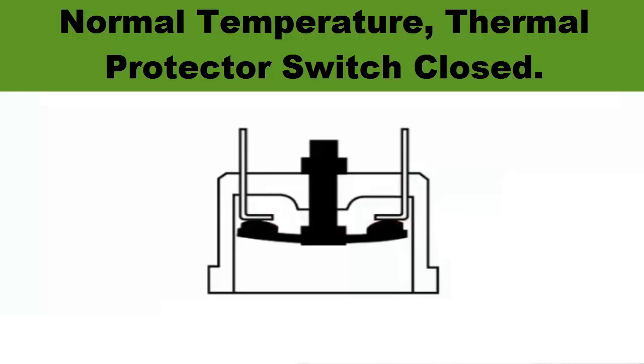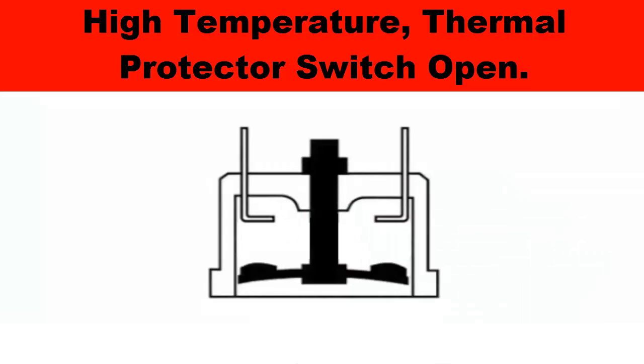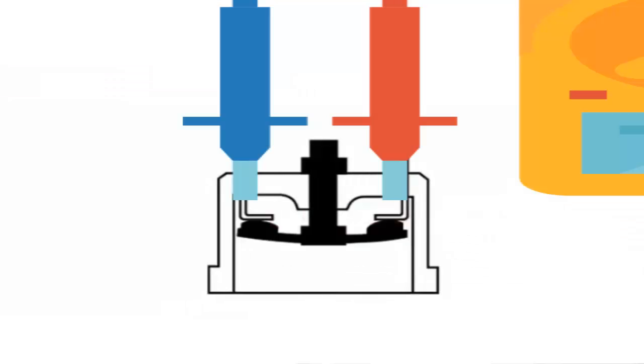5. The thermostat under normal conditions should be closed, allowing the current to pass. Check with a multimeter in continuity mode if it is closed or open. You must disconnect it to perform the measurement.